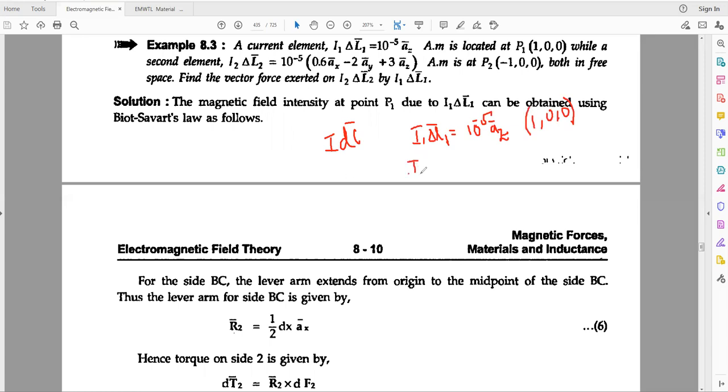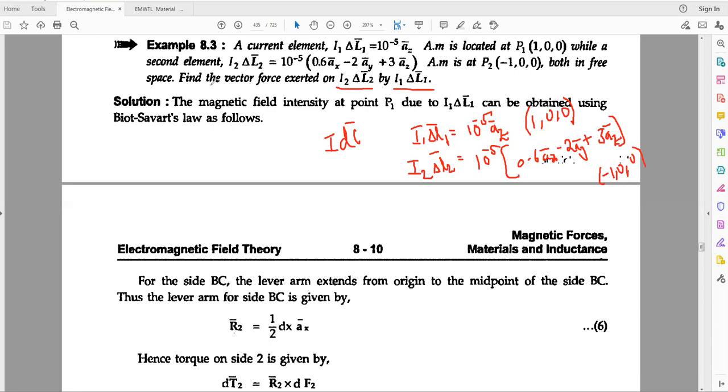And the second one is I2, a small incremental length I2 dl2 bar, given as 10 power minus 5, all the coefficients are 0.6 AX bar minus 2 AY bar plus 3 AZ bar. And it is located at the point minus 1, 0, 0. Both are in free space. Find the vector force exerted on I2 delta L2 by I1 delta L1.